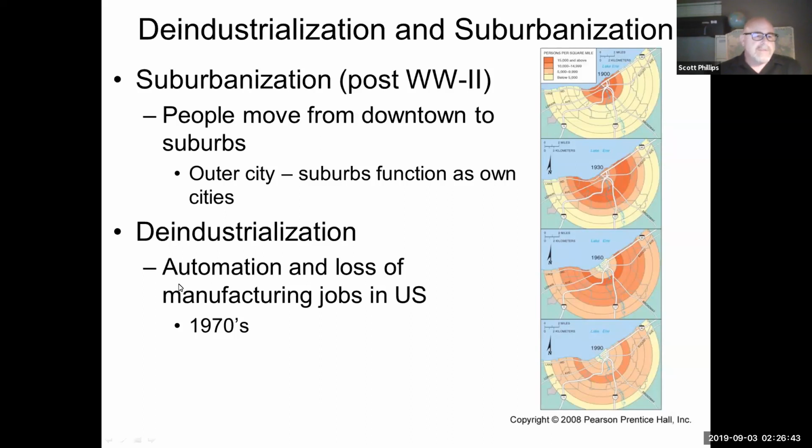The other trend that we've seen since the 1970s is that thing we highlighted on the graph, deindustrialization. This is about the loss of manufacturing jobs in the United States. So two things I'll highlight: suburbanization happens after World War II, and deindustrialization is really something that happens later, around the 1970s.